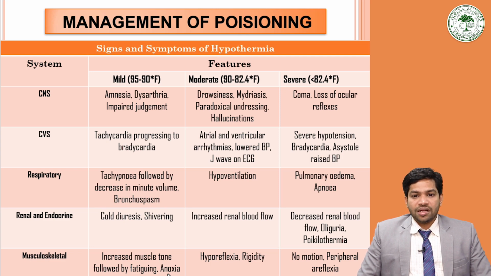Severe hypothermia: we already discussed in the CNS that the patient will be in coma, with loss of ocular reflexes. Then severe hypotension, bradycardia, asystole and raised blood pressure may point to severe hypothermia. Pulmonary edema and apnea may be there. Decreased renal blood flow, oliguria, poikilothermia are suggestive of severe hypothermia. No motion and peripheral areflexia will be suggestive of severe hypothermia.